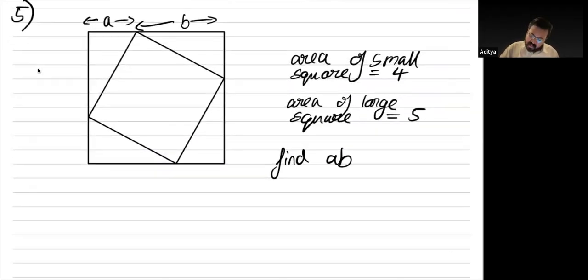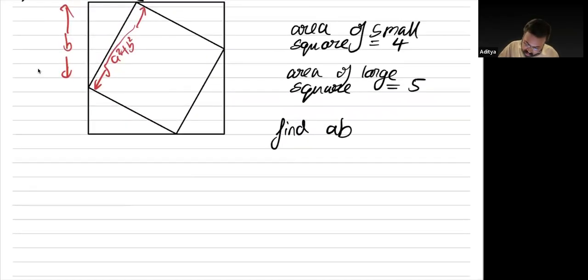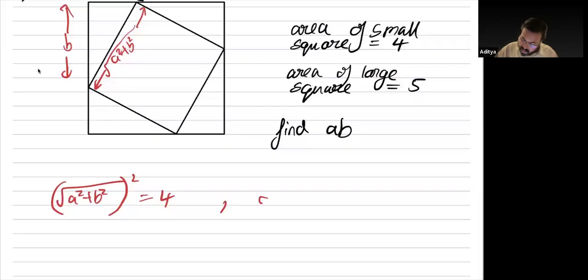In question 5, this is a very, very famous looking figure, correct? One square inside another square. This is actually a right triangle, correct? If this is of length A, this is of length B, which makes this under root A square plus B square. So what we have with us is that square of under root A square plus B square is the area of small square, which is equal to 4. And we have A plus B the whole square is equal to 5. I hope everyone agrees with this.